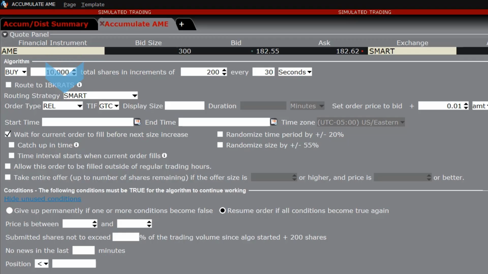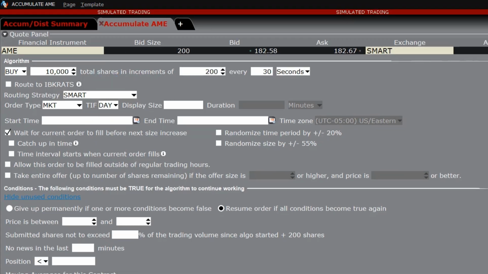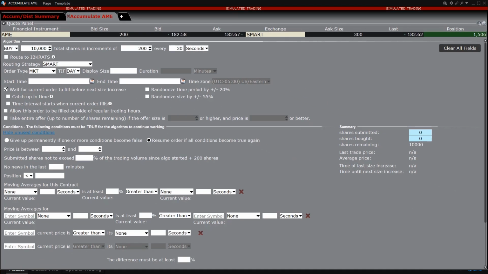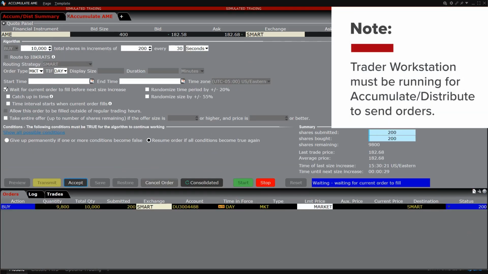Next, the investor chooses the order type. In this case, the investor is using a market order, aiming for an immediate fill, and changes the time in force to day. They are now ready to send the order by clicking Transmit. It is important to note that the trader workstation must be running so that Accumulate Distribute can send orders.